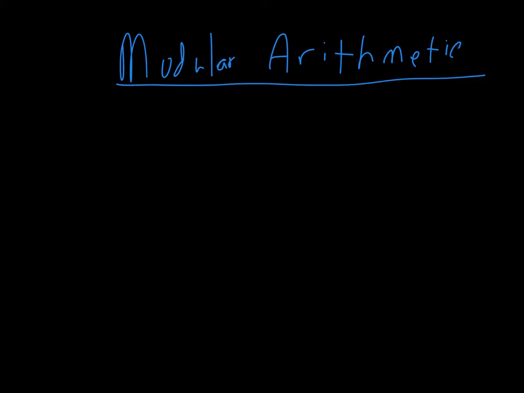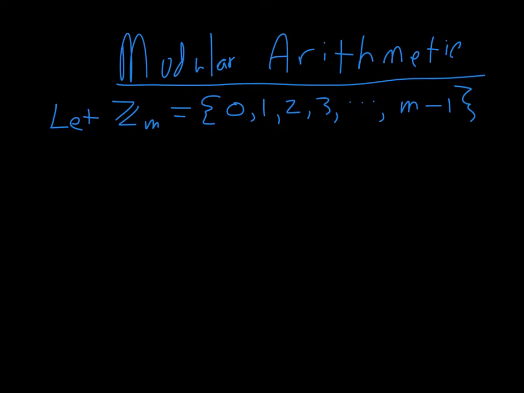Okay, the last thing I wanted to cover from 4.1 is this idea, something called modular arithmetic. What I want to do first is define some new sets for you. Let Z_m be equal to the set that consists of 0, 1, 2, 3, all the integers up to m minus 1. But notice there are m of them. Here we have 1 through m minus 1. That gives us m minus 1 integers. And then that 0 right there will give us m.